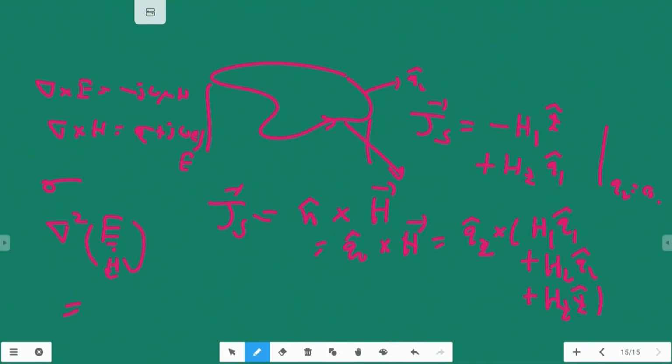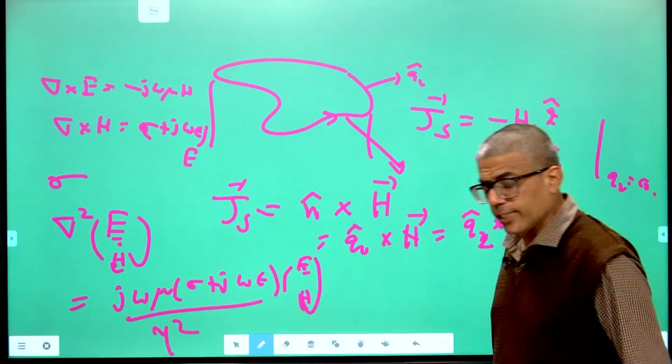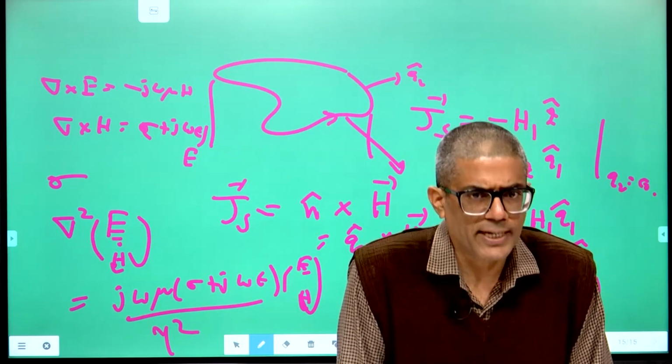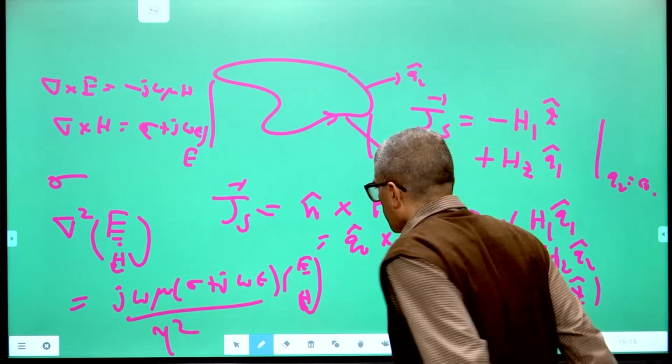is equal to gamma square, which is j omega mu into sigma plus j omega epsilon, multiplied by E and H. So the propagation constant is this, we call it gamma square, and its square root will have an imaginary part and a real part. The real part will correspond to attenuation along the z direction, the imaginary part will correspond to propagation.